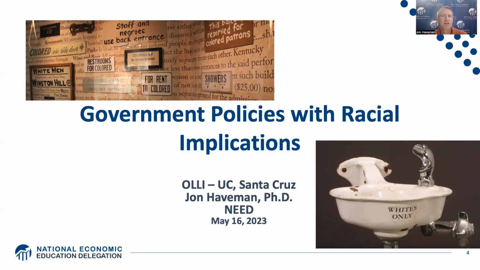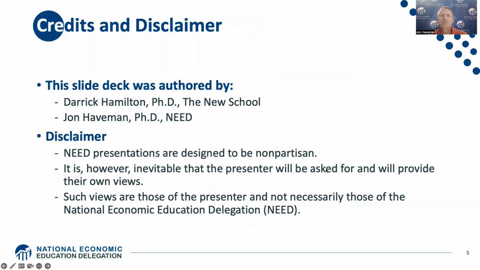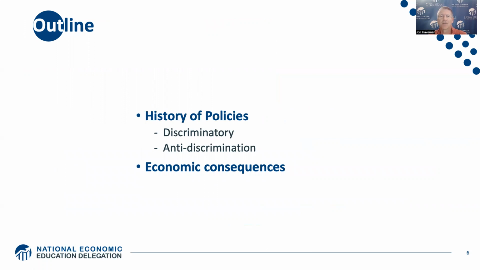Okay, so let's get on with government policies with racial implications. This slide deck was put together by myself and Derek Hamilton at the New School. It is still a little bit of a work in progress, so it hasn't been reviewed by anybody yet. Being the executive director of the organization, I can make the decision as to whether or not it goes out in public. I've given it a few times, so this isn't exactly a trial run, but we will talk about the history of policies, policies that were discriminatory, some explicitly and some not. And then we'll talk a little bit about anti-discrimination policies, both during the civil rights movement, and a little bit about affirmative action. And then I'll provide some data on economic consequences that likely stem from this history of policies.